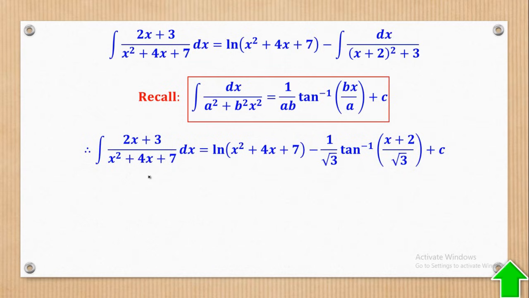when I compare, this 3 is the same as a squared, meaning that a is equal to root 3. Then the b squared will be 1, because the coefficient here is 1. Then where there is x, I'll put there x plus 2. So when I do that, this is what I'm going to come up with. 1 over ab is the same as 1 over root 3 times 1, which is 1 over root 3, which is here. Then bx over a, b is 1, then x has been replaced with x plus 2, that is why you see here x plus 2, then over a, and we saw that a is root 3, that is why it is here.